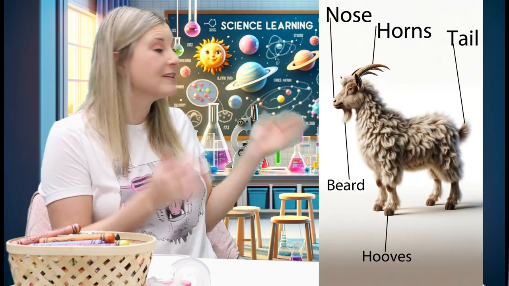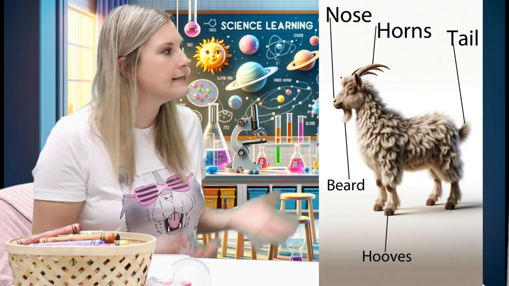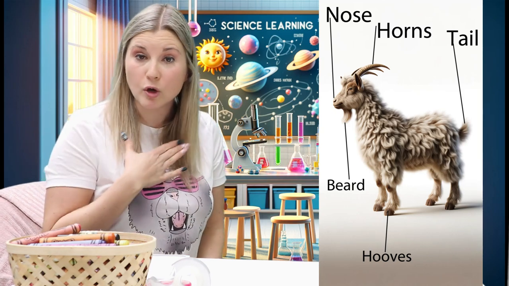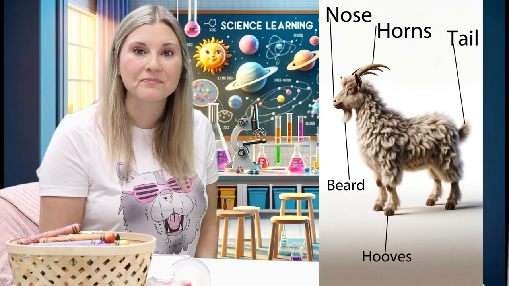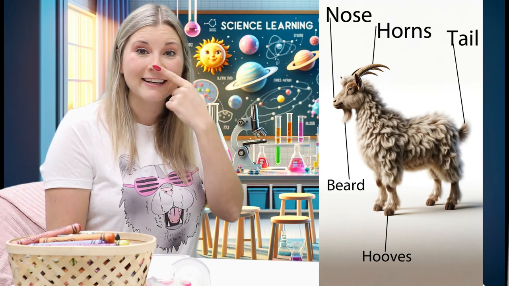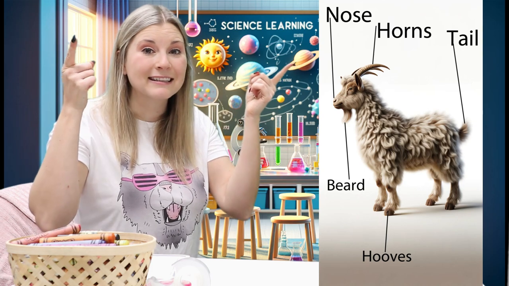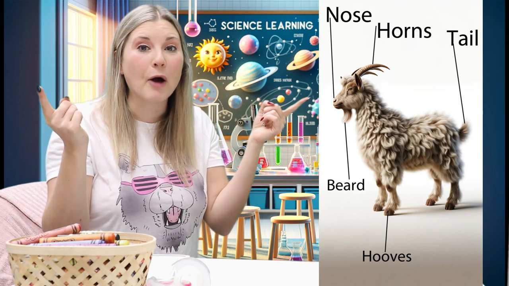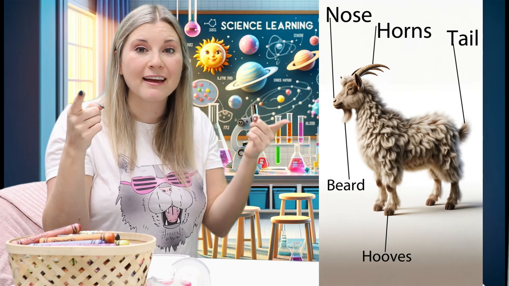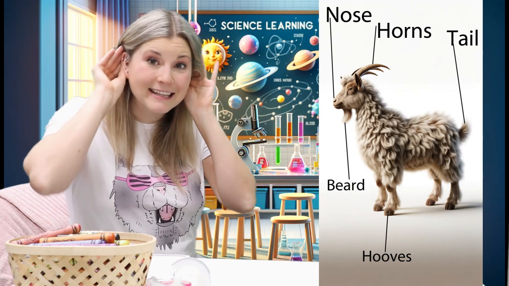All right, let's do a little bit of science. We're going to take a look at the different parts of a goat. I see some parts on a goat that are also parts on a person. Our goat has a nose. Our goat has eyes. Our goat has a mouth. Our goat has ears.